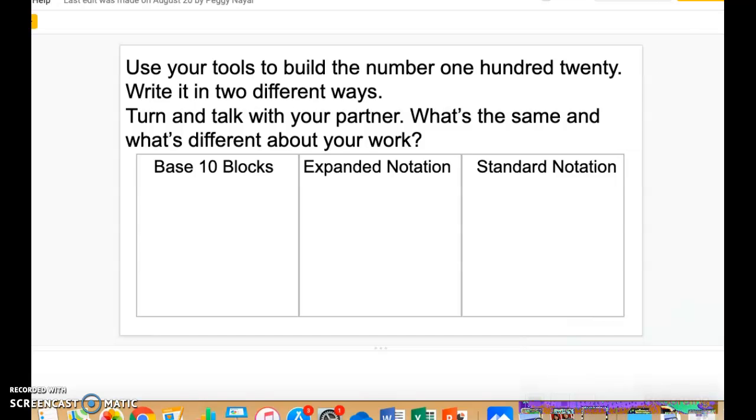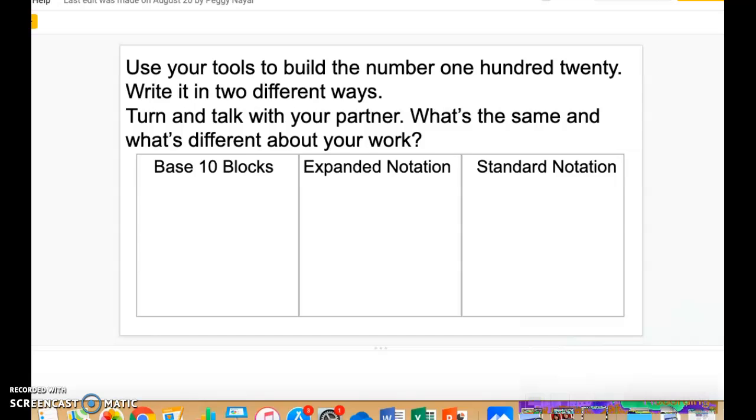All right, welcome back. This one is tricky. And you might have noticed it's similar to the other number we did. Before we did the number 102. This is the number 120. Similar, same digits, but they're in different place values, which is really important to pay attention to.